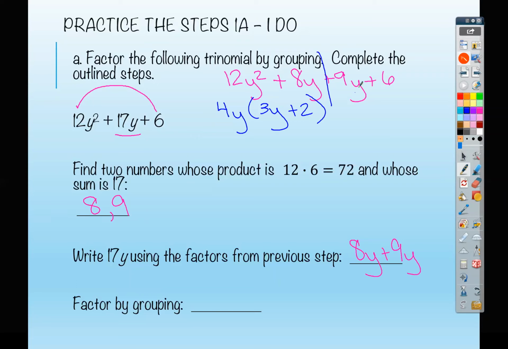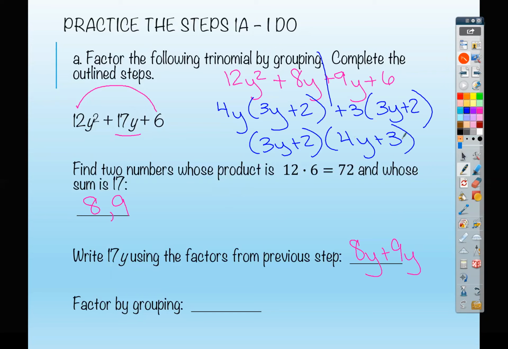In the last binomial, I've got a 3 in common for both, and I would be left with 3y plus 2. So what do both of these things have in common? They both have the 3y plus 2. What don't they have in common? 4y plus 3. So that would be your final answer. So 3y plus 2 and 4y plus 3.